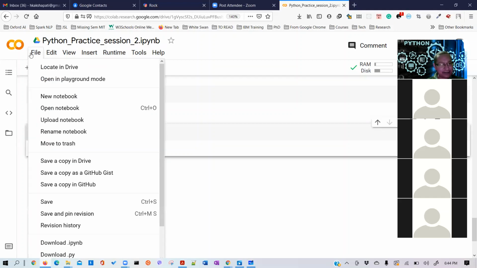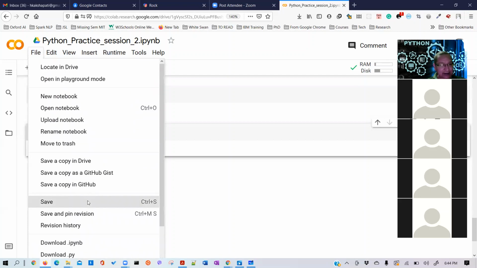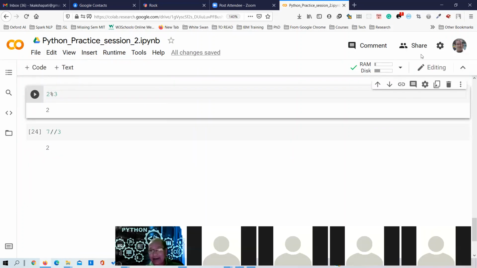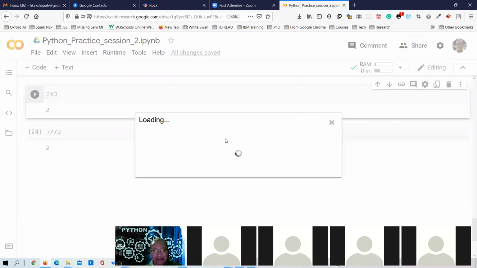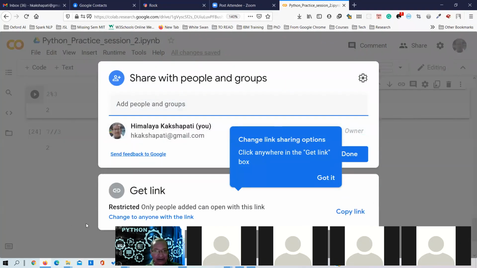How do you share it? File, and then let me see. I also have to find out. Yeah, you can share it. Here, under share. You can write your code, run it, and then put your comments as well, and then you can share it.